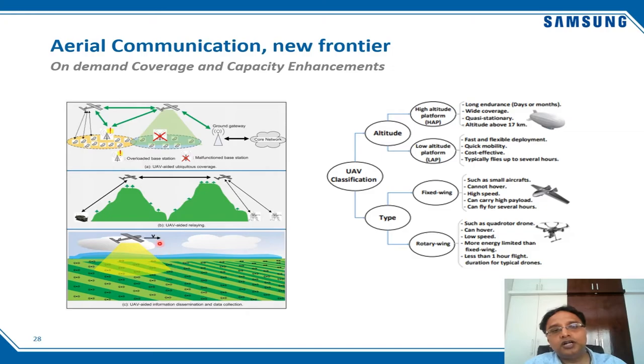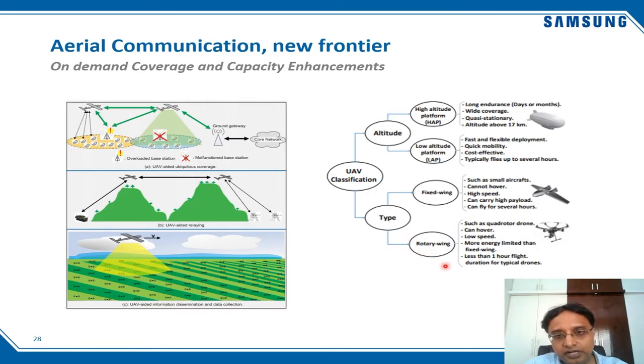Now, when we talk about UAVs or unmanned aerial vehicles, there are different kinds of platforms, so there are different classifications. One is on the type, which is the fixed wing UAV, which is pretty much like a small aircraft. It cannot hover. It moves at a high speed and it can carry a substantial amount of payload. It can also fly for several hours because it can harness the flying capabilities of an aircraft. It can glide as well.